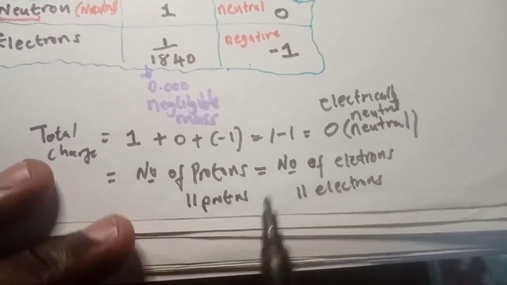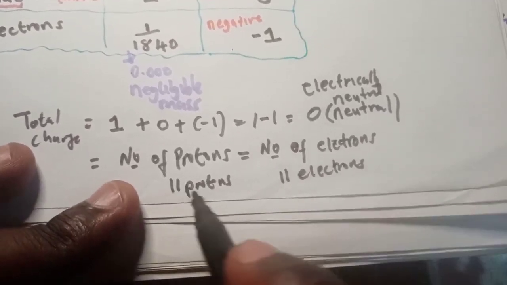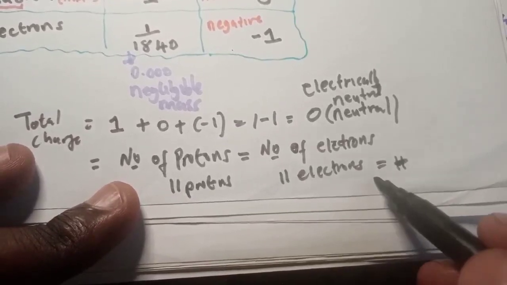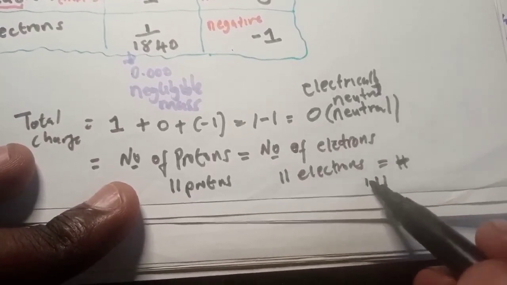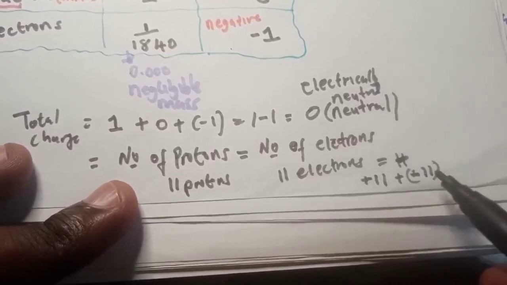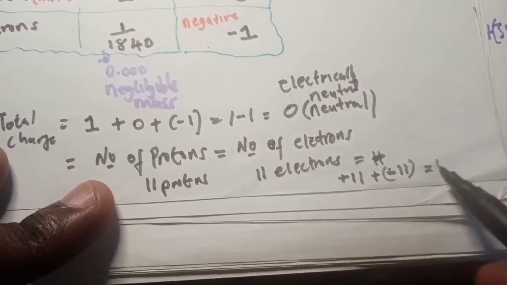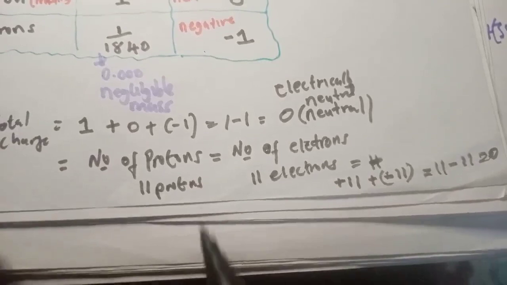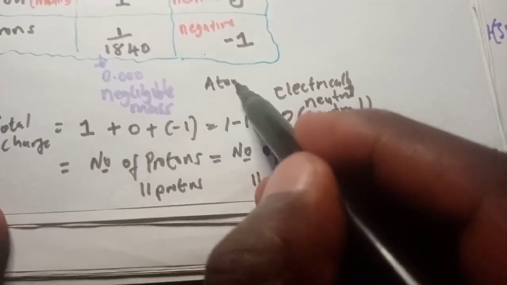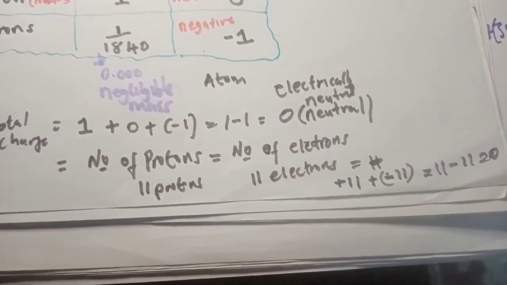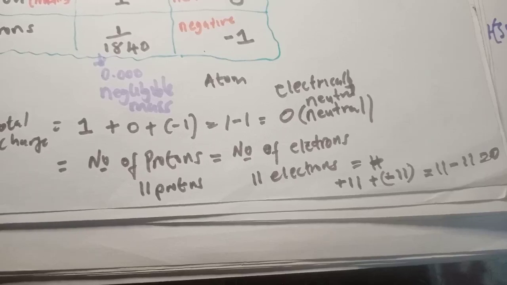Okay, so now if you were to add, 11 protons simply means that you have 11 positive charges, so plus 11. For the electrons, you add minus 11, and you simply get 11 minus 11 charges equal to 0. That's why we're saying that an atom is electrically what? Neutral, and the total number of protons is equal to the total number of what? Of electrons.